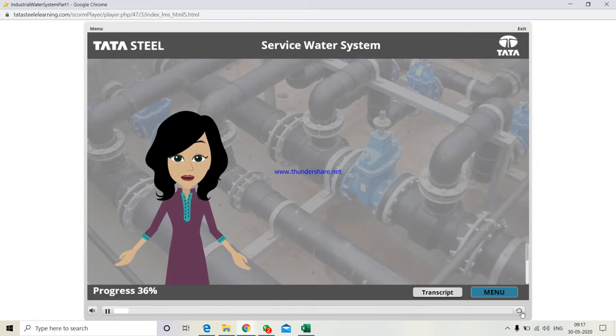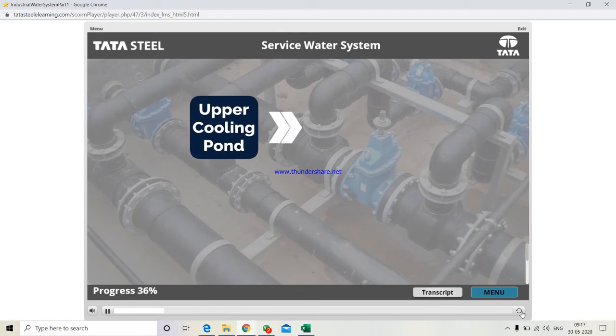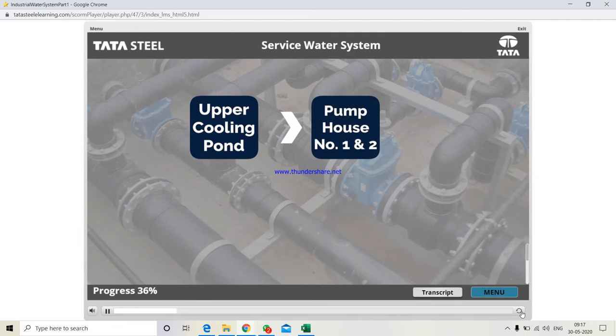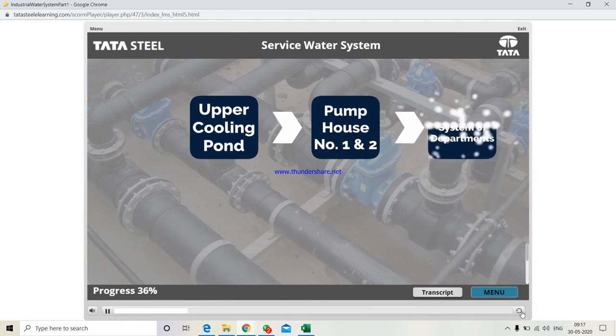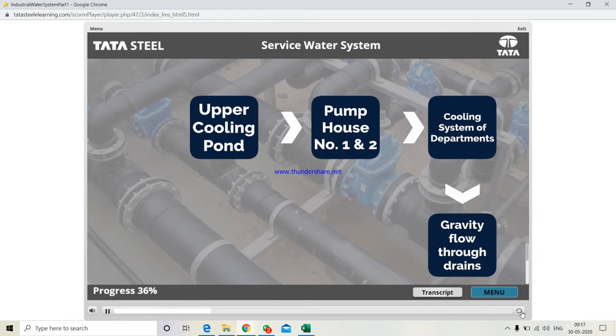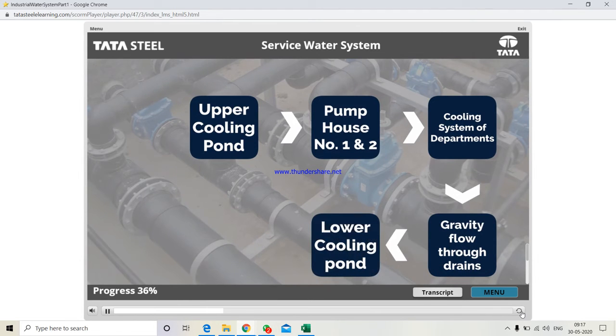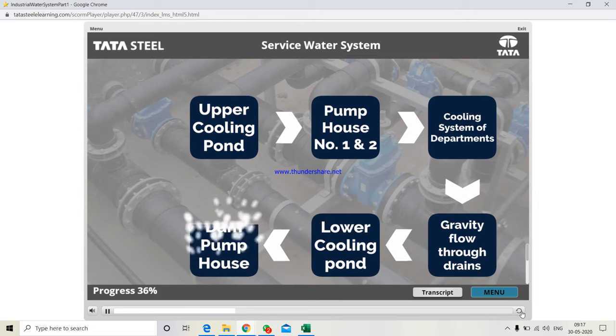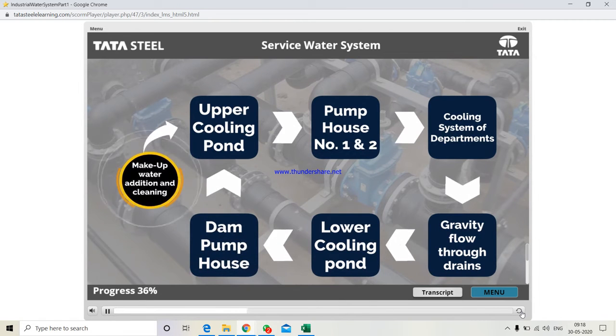In a typical service water system circuit, the water flows in the following pattern: upper cooling pond, pump house number 1 and 2, cooling system of departments, gravity flow through drains, lower cooling pond, dam pump house, make up water addition and cleaning.